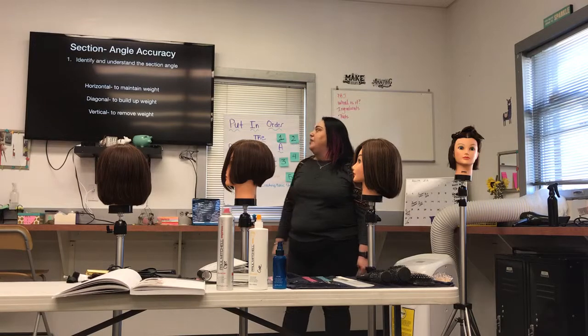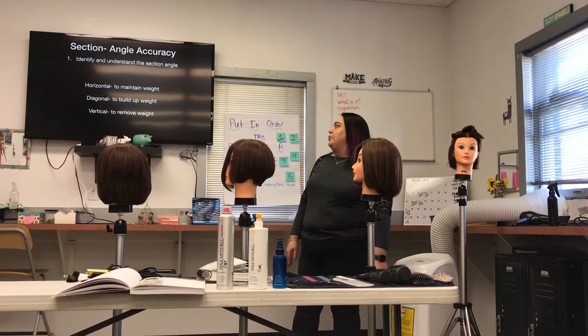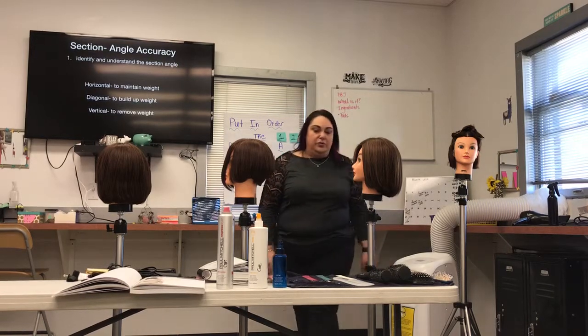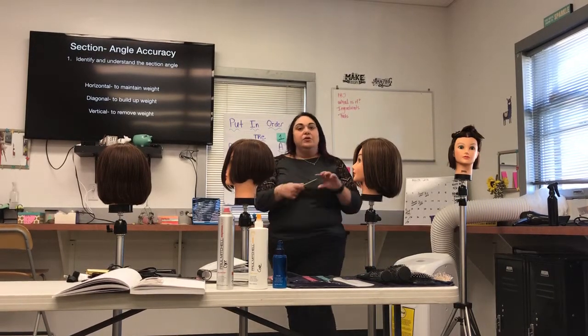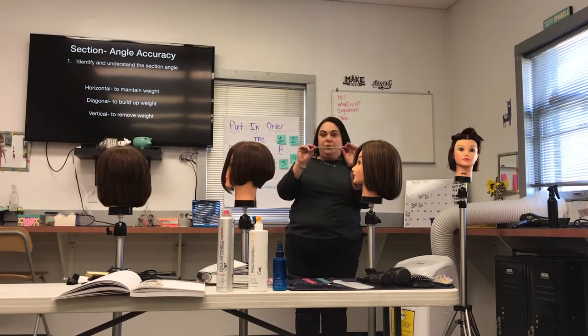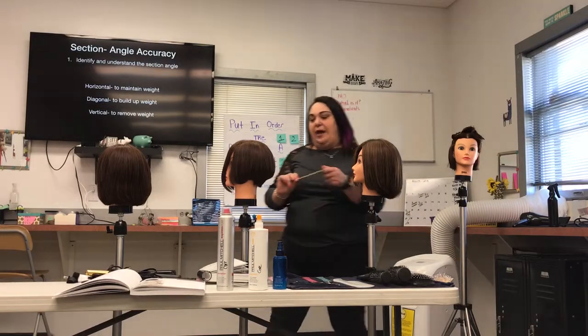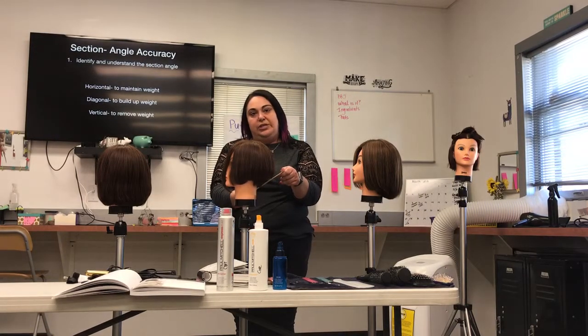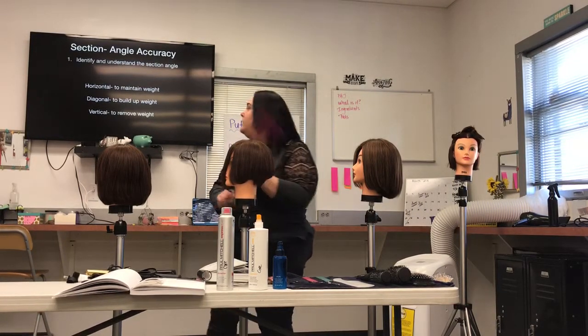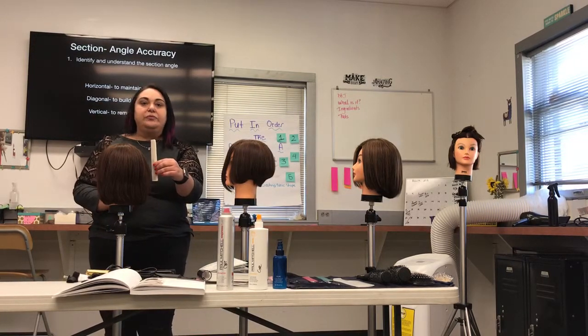So we're going to identify and understand section angle. We have 3 different section angles. We have horizontal, which is to maintain weight, as we have here. We have diagonal, which is to build weight. And we have vertical, which is to remove weight.